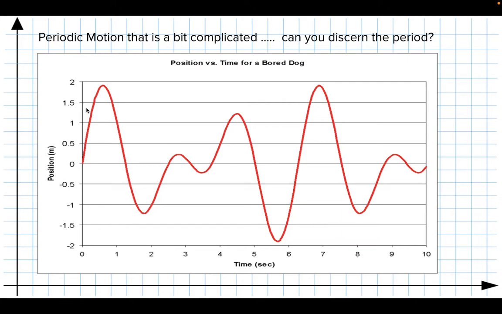Periodic motion doesn't have to be simple. You can have fairly complicated periodic motion. So if you take a look at this graph here, maybe a bored dog is wandering around. So this motion is actually periodic, but finding the period's a little bit tricky.